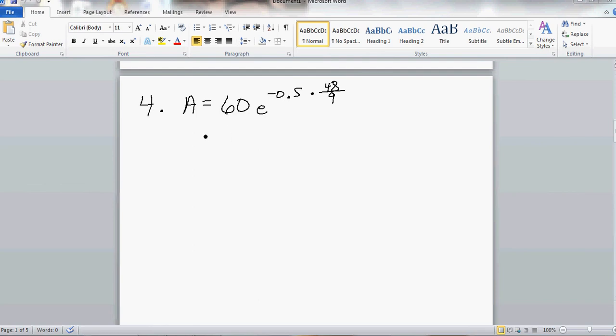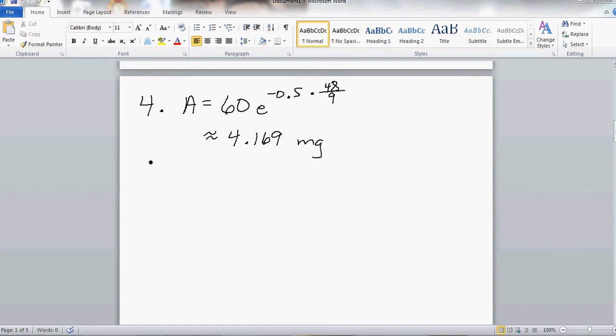And so it's just a matter of plugging all this in, 60 times e raised to the negative 0.5 times 48 ninths, and I believe that equals 4.169. That would be 4.169 milligrams is what would be left after 2 days.